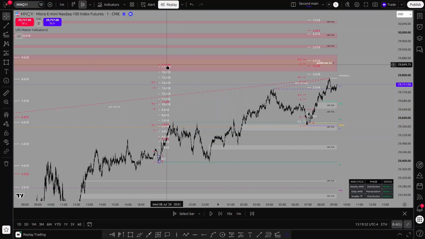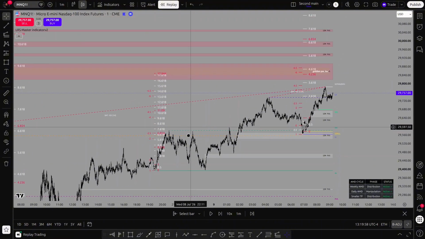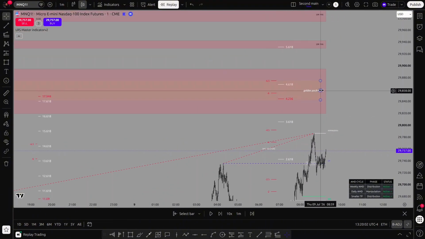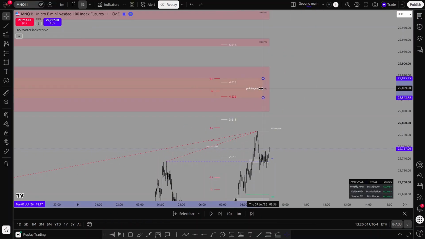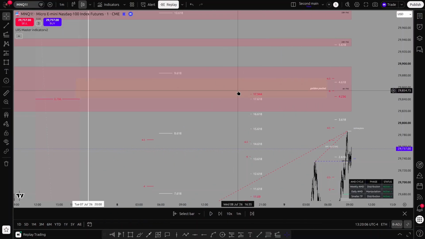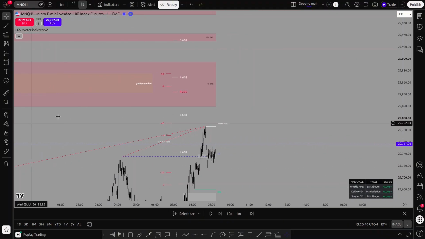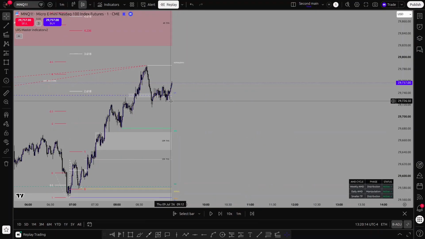17.944 aligns with, what did I tell you? That means that the wave could potentially end there. In this case, this wave. That aligns with what? My golden pocket area. The golden pocket is right here in case you can't see it. Equilibrium. Peak of the wave. Golden pocket. So at this time, I'm not going to take any trades.